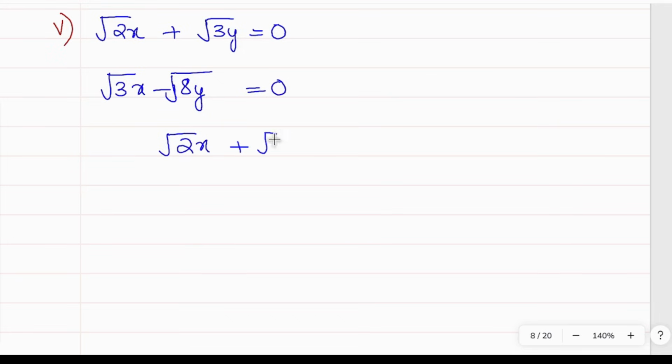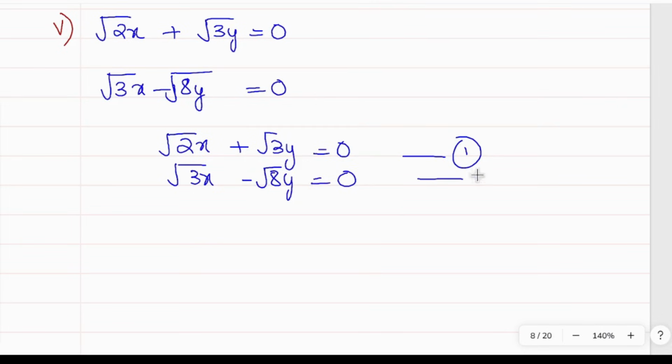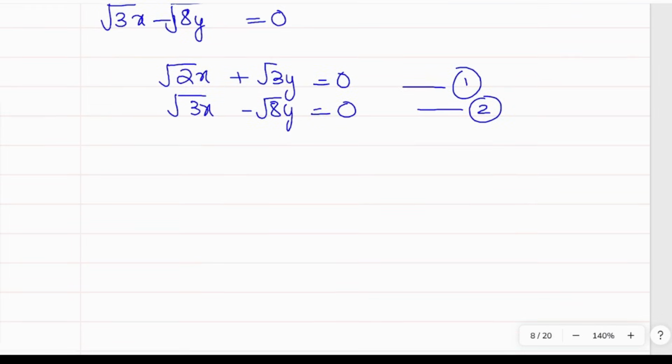Root 2x plus root 3y equal to 0, I am going to give the equation number 1. And the next one is root 3x minus root 8y equal to 0, that is equation number 2. From the first one, I am going to get an equation for x.